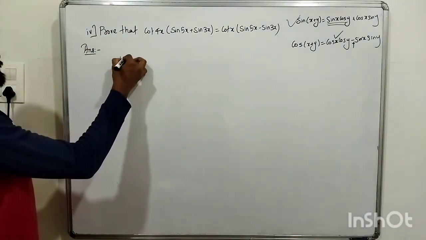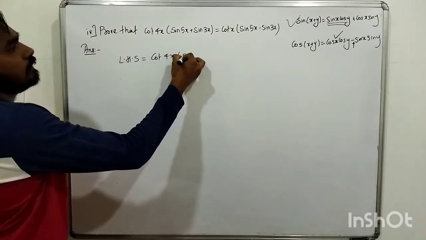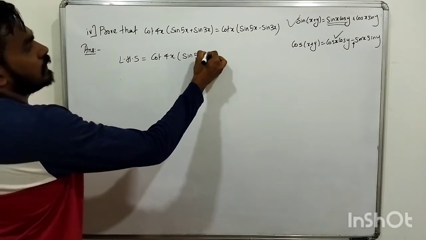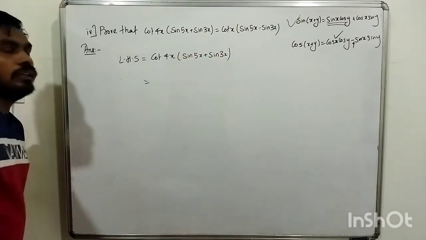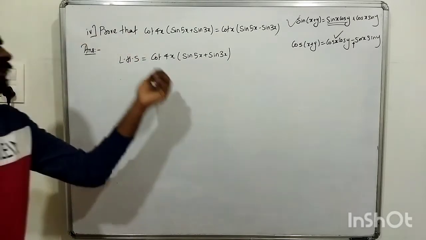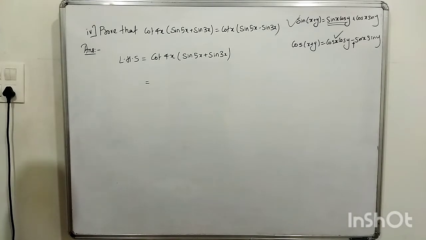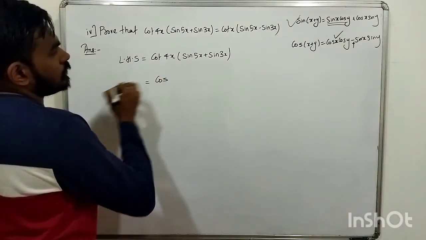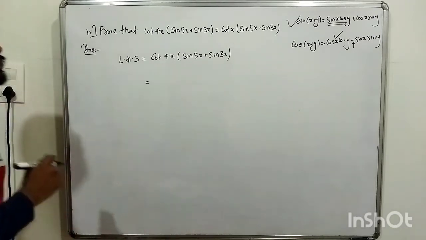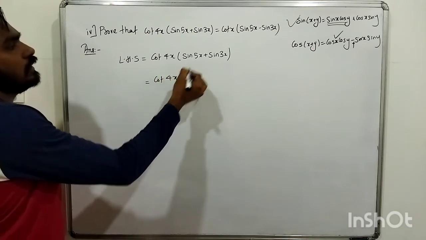So LHS and RHS we will solve separately. LHS we have cot 4x (sin 5x + sin 3x). We will get one answer from this, and the RHS we can solve separately. We will get one more answer from that. Now cot 4x is cos 4x upon sin 4x, that we'll see later. First we'll see sin 5x plus sin 3x. So you can use that formula.